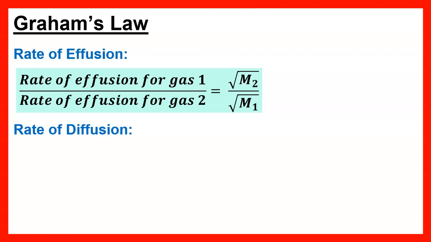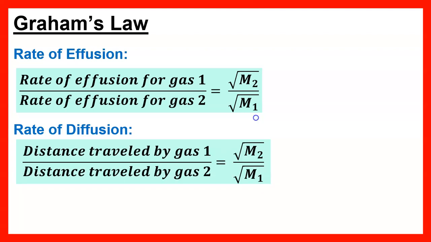For diffusion, it's very similar. It's basically set up the same, but instead of the speed at which it's happening, we actually will use the distance that the gases travel. And a reminder that our capital M is molar mass.